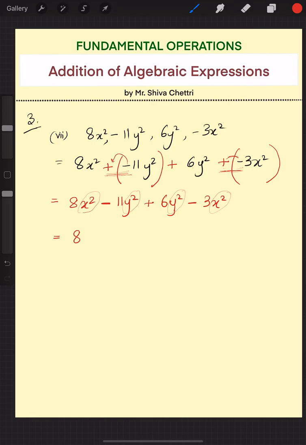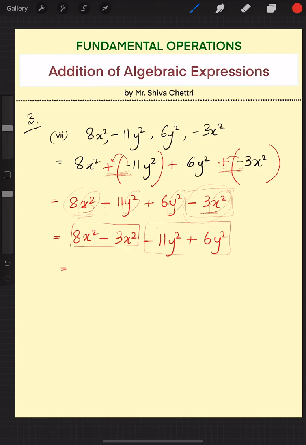Alright. So 8x square, and what is the like term for 8x square here? It is 3x square, but there is a sign as negative, so minus 3x square, this quantity as a whole. Now we have written 8x square and minus 3x square. We are done with this. Now we are left with minus 11y square plus 6y square. So these two are like terms and these two are like terms.